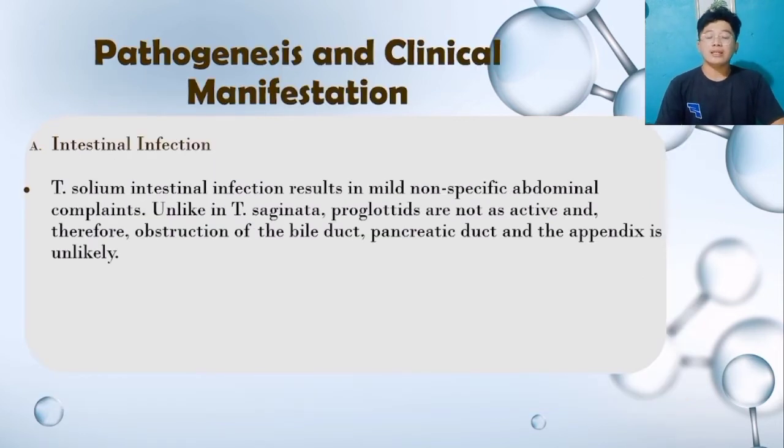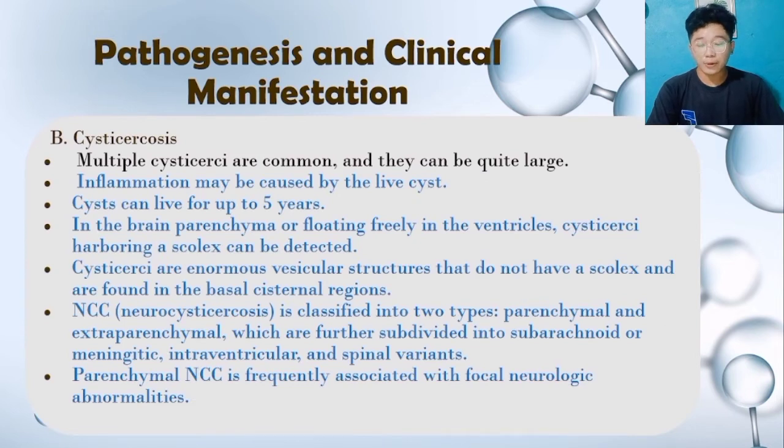Pathogenesis and clinical manifestation. In intestinal infection, T. solium results in mild and nonspecific abdominal complaints. Unlike in T. saginata, proglottids are not as active and therefore obstruction of the bile duct, pancreatic duct, and appendix is unlikely. In cysticercosis, multiple cysticerci are common and they can be quite large. Inflammation may be caused by the live cyst. Cysts can live for up to 5 years.